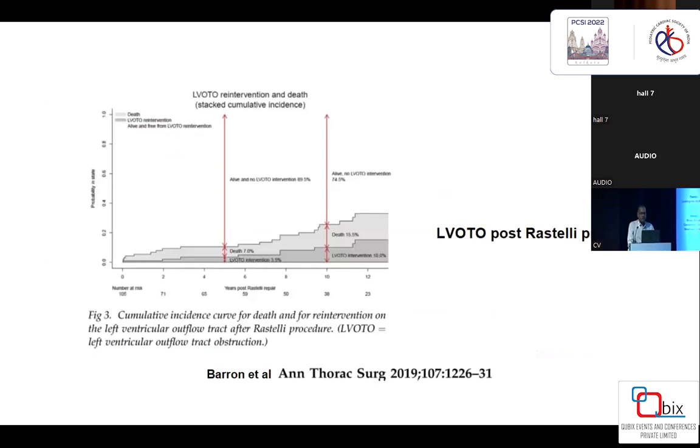This is a paper which has analyzed Rastelli. We are discussing conduitless repairs here, but Rastelli is the commonest thing which we perform in our setups. And we have realized that over a long period of time, almost 10% of patients need LVOT reinterventions in this patient paper from Dr. Barron in 2019.